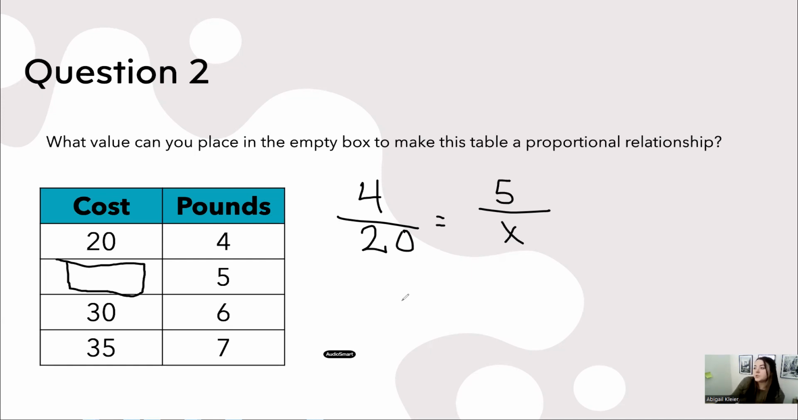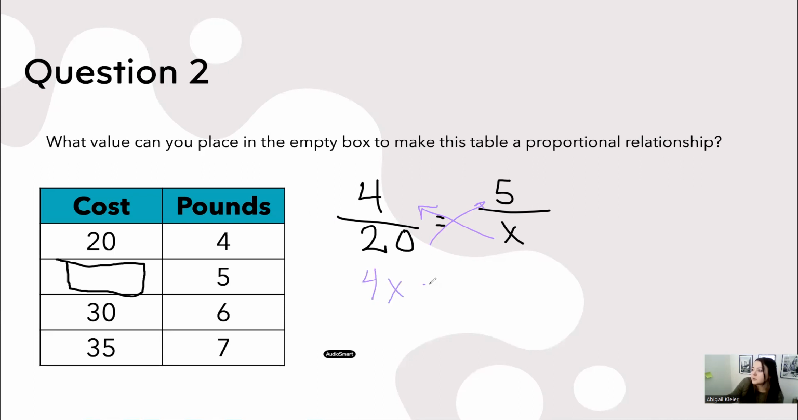It's also important to notice that you don't have to choose 4 over 20. I could have also chosen 6 over 30 or 7 over 35. Any of those would give me the same answer. I just started with 4 over 20 is equivalent to 5 over my unknown value of x. So I'm going to go ahead and try to solve this by using some cross multiplication. Now, there are a few different methods of solving, but cross multiplication is going to be the most accurate method.